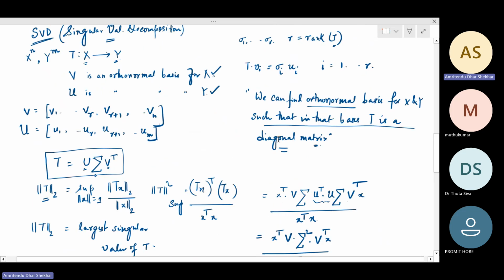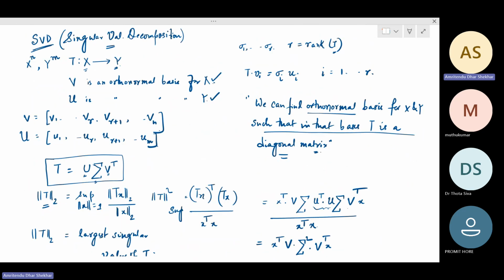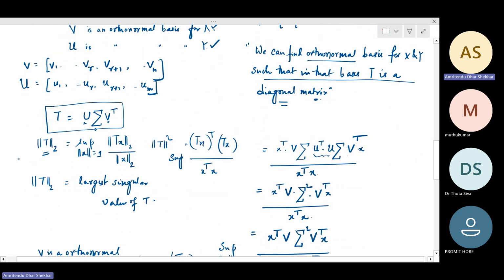So this is a very good application where you can compute the two norm of any matrix using the singular value decomposition. I think it is one application.